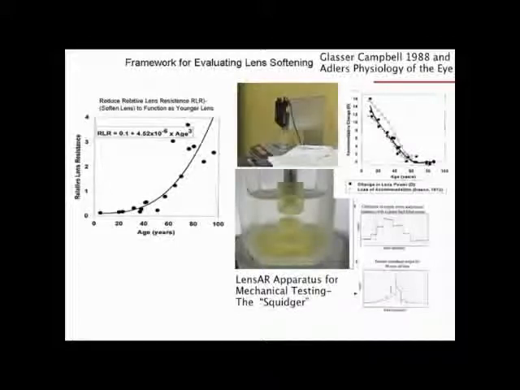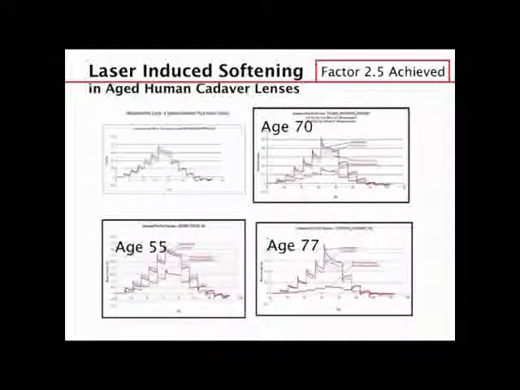We showed highly reliable and repeatable lens softening in aged human donor lenses compared to the paired donor lens control. We achieved a factor of 2.5x in softening. We conducted live rabbit studies in 2006 and showed no cataract formation at 3 months in this animal model, known to be highly susceptible to cataracts from trauma. We also showed the optical quality of the treated lenses was not degraded compared to untreated controls.